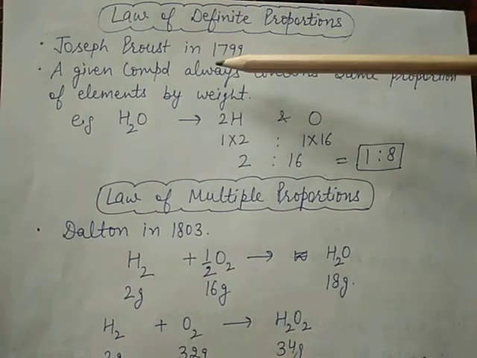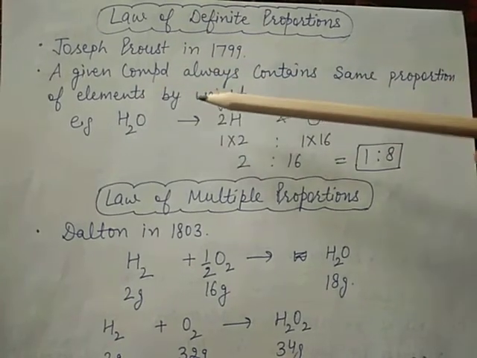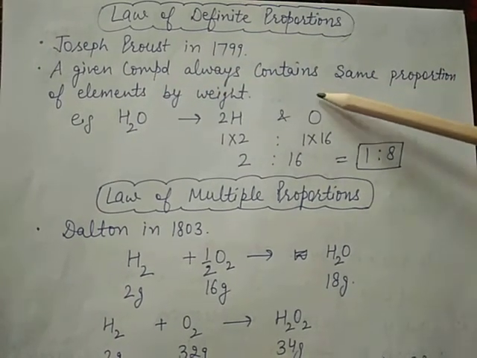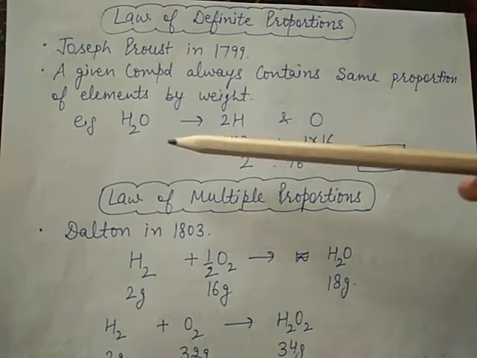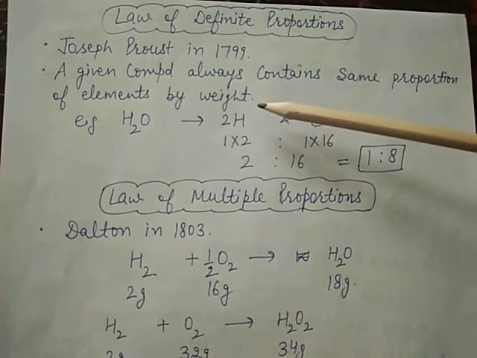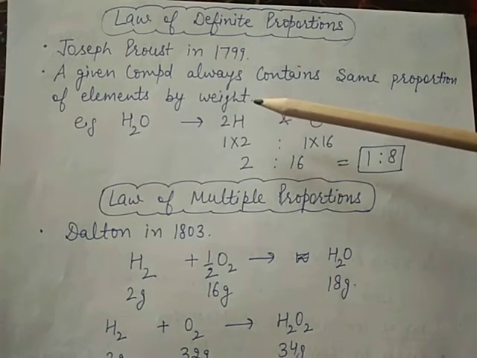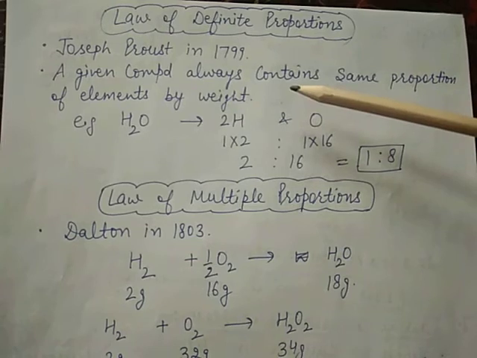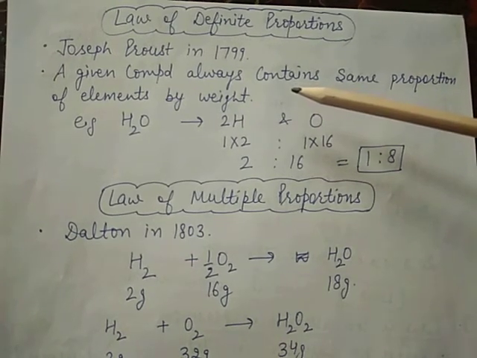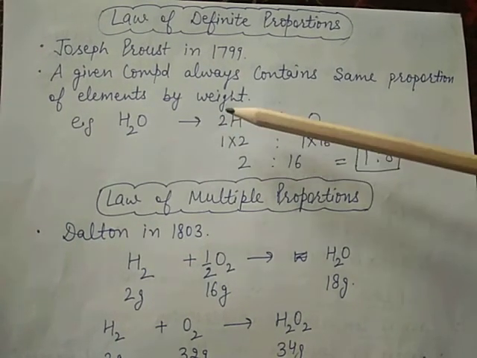According to this law, a given compound always contains the same proportion. Proportion means ratio of elements by weight. It is also called the law of definite composition. Here we take one example.